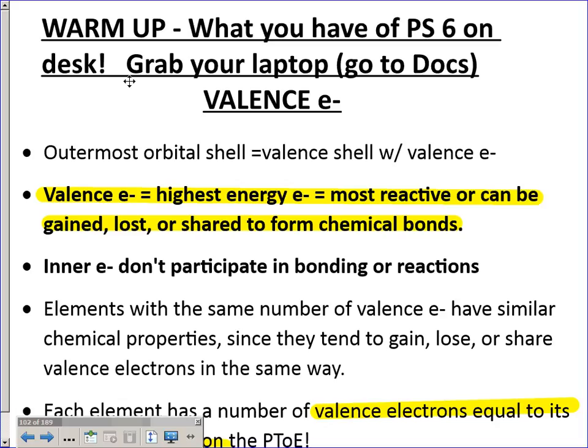Right, Syrian's group. How many valence electrons does nitrogen have? Five. Very good. Who else saw there was five? Hand raised. What is the electron configuration for nitrogen? And be quiet for me. Thank you. Let's go, Ashton's group.